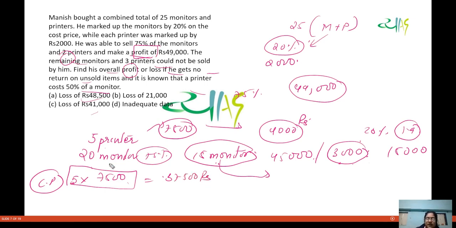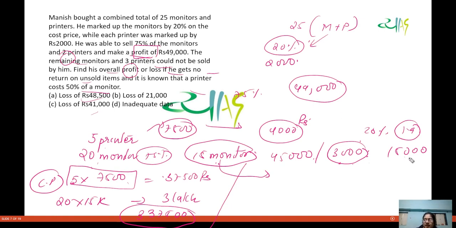Fine. And 20 monitors we are buying at 15,000 rupees, so this comes out to be 3 lakh rupees. So our total cost price is 3 lakh 37,500 rupees. Now if he is not able to sell some units, that does not mean he will get profit for that. So basically we have to just calculate what the price is sold for.